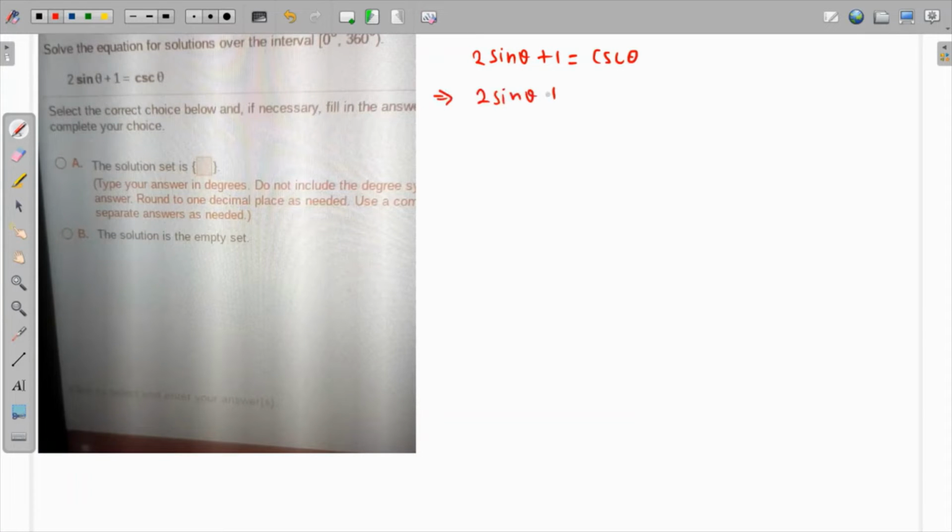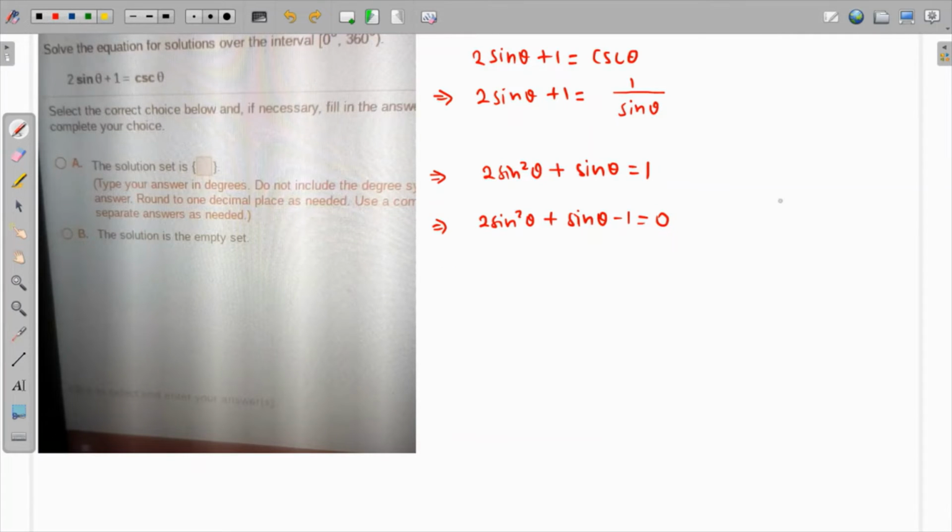we know that cosec is nothing but 1 over sine. So using the reciprocal identity, cosec is written as 1 over sine, and let's multiply by sine both sides. So we'll have 2 sine squared theta plus sine theta is equal to 1. And if we subtract 1 both sides, we have 2 sine squared theta plus sine theta minus 1 is equal to 0. And this is a quadratic equation in terms of sine, definitely.